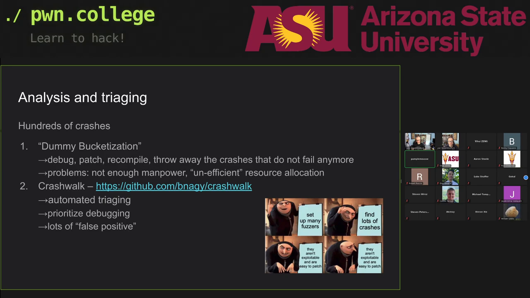And now, hopefully, many files that were crashing before aren't crashing anymore. That would allow us to remove all the crashes that are not failing anymore, because we can deduce that they were due to the same underlying bug that we just discovered.